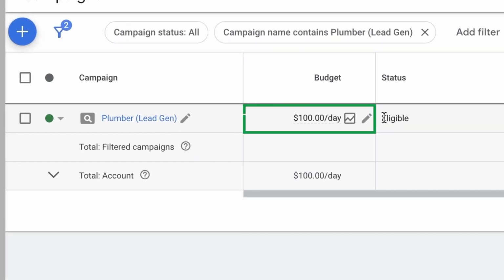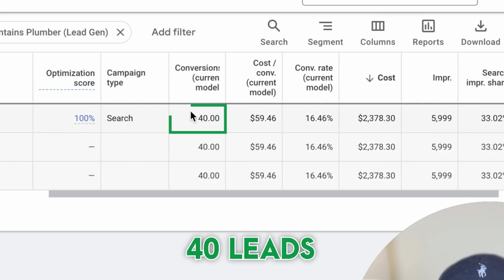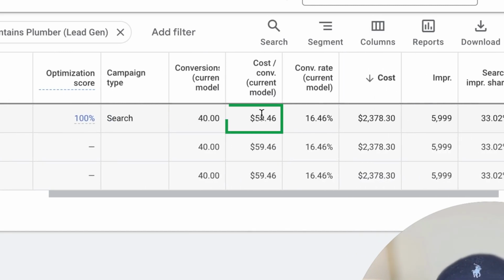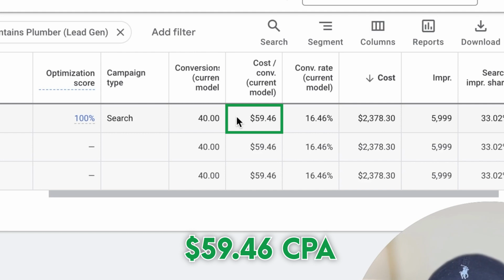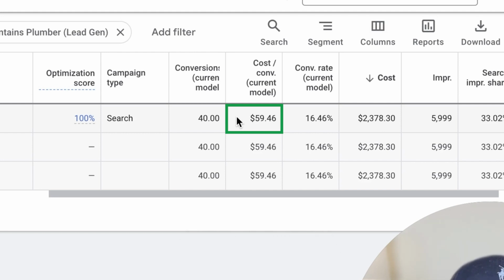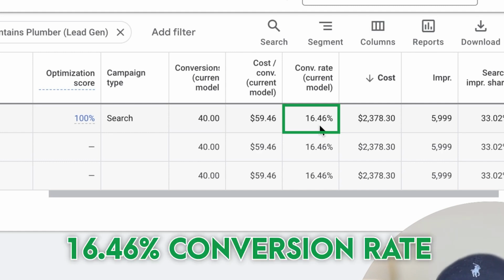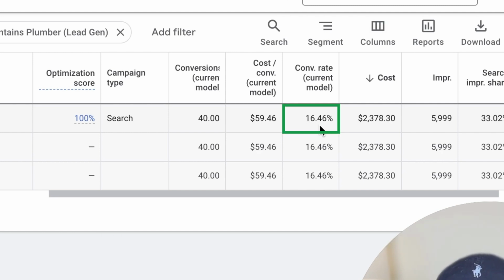As you can see here, we have a $100 per day budget on this campaign. And then we have 40 leads or conversions. We have a CPA of $59.46. So that's what we're acquiring the leads for per lead. That's that breakout. And then we have a conversion rate of 16.46%, which is pretty solid.